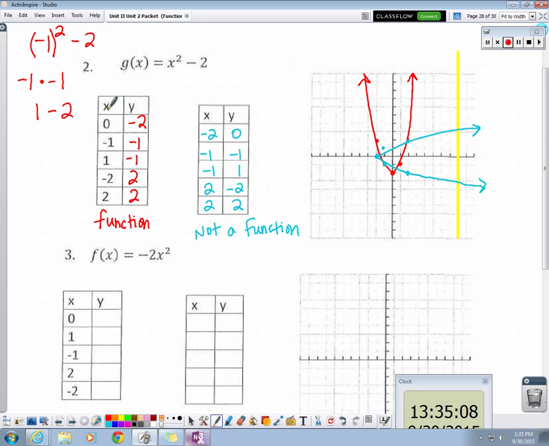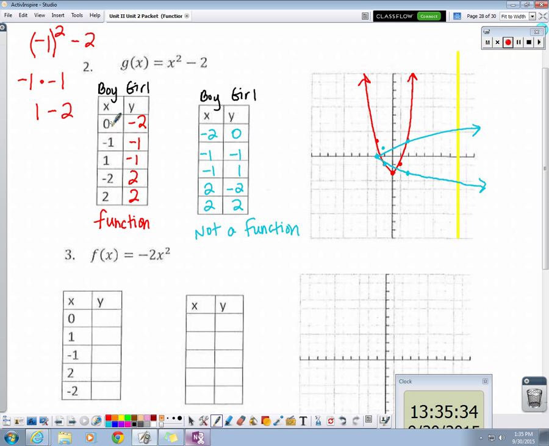I'm going to call my x values boys, and my y values are going to be the girls. Okay, now, for an equation to be a function, the boys cannot cheat. In math world, it's okay for the girls to cheat, but only in math world. But the boys cannot cheat.